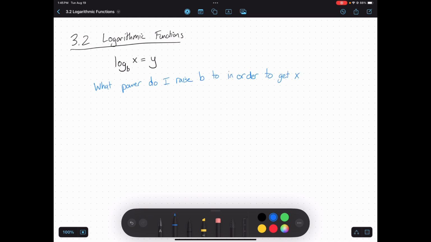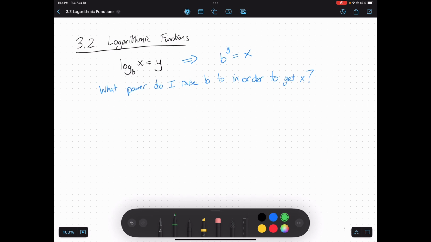Another way I can write this, of course, is just mathematically by saying b to the y gives me x, right? The output represents the answer to that question, and so b to the y will give me x. So that's how logarithmic functions are related to exponential functions. A couple of things to keep in mind with logarithmic functions is, just like exponential functions, this base that we use for the logarithm, we're going to assume that it's strictly positive, that it can't be 0, and it also can't be 1.